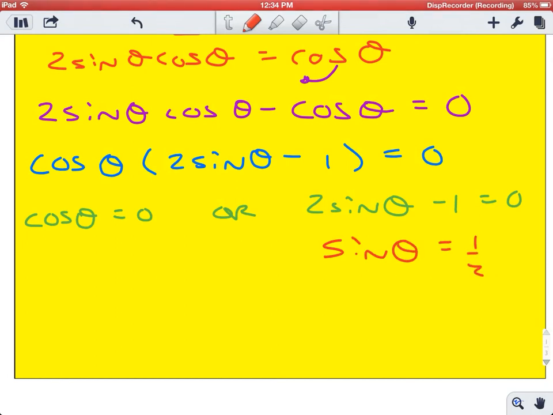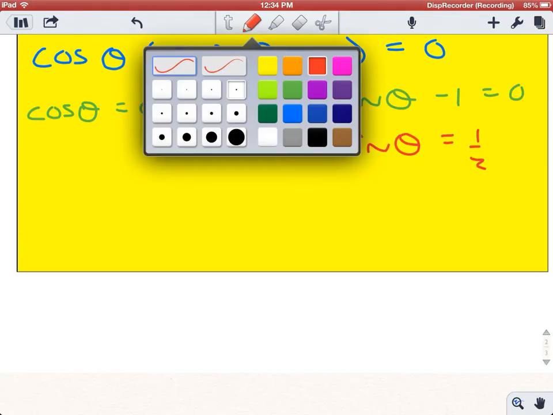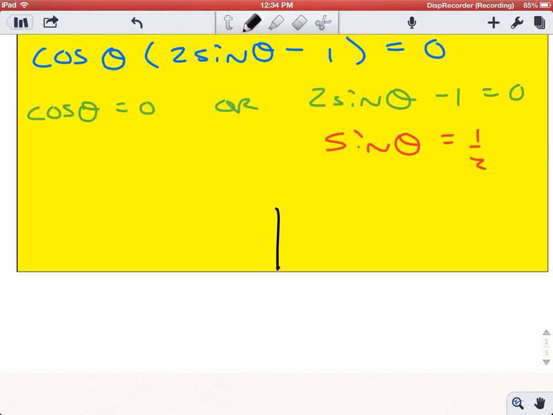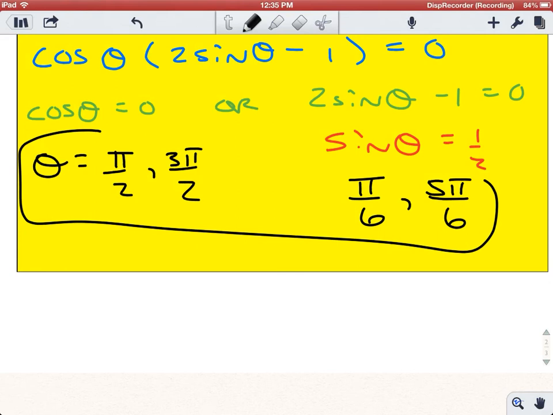We know that. And then where does that happen? So let's take a look at where that happens. Let's do cosine of theta equals 0. So theta would have to be pi over 2 and 3 pi over 2. And then where's sine of theta 1/2? So it's got to be pi over 6. And then also in the second quadrant would be 5 pi over 6. So we've got a total of 4 answers.